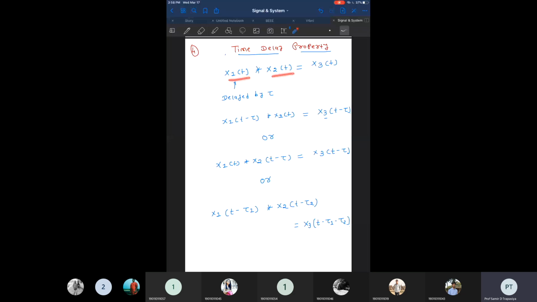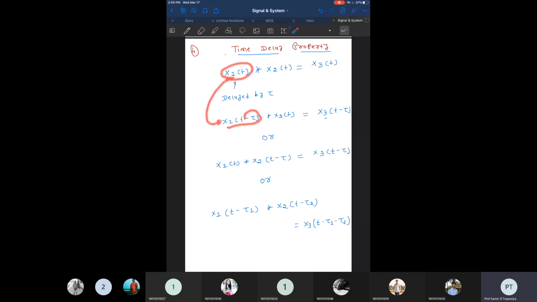So then we find the convolution after delaying the first signal x1 of t by some tau amount, that is x1 of t minus tau. If we convolve it with x2 of t, then we obtain x3 of t. So it means if the first signal is delayed by some amount tau, the output is also delayed by the same amount tau.